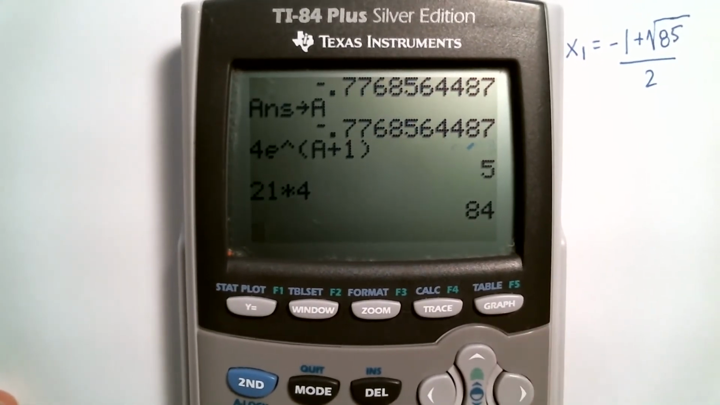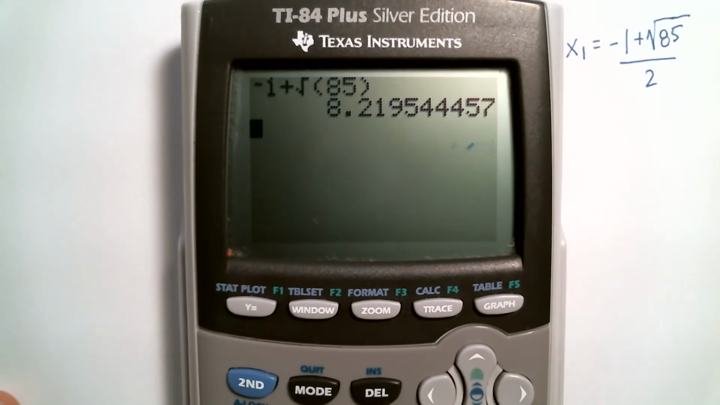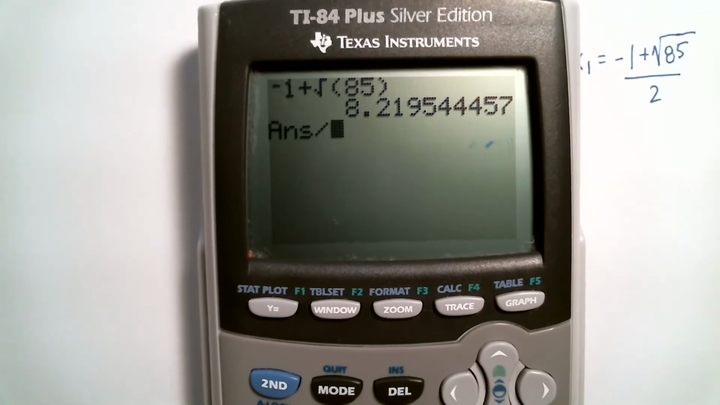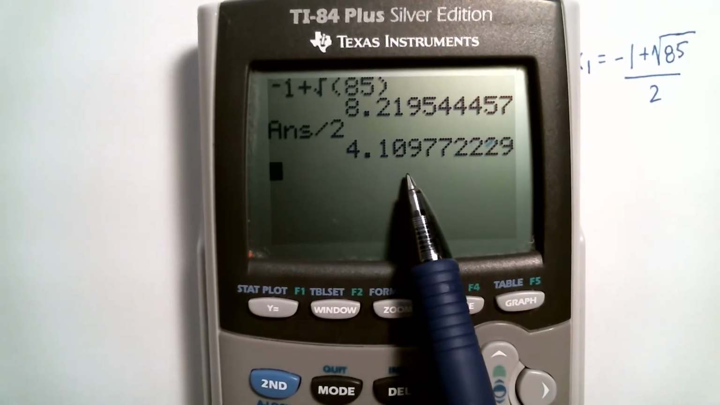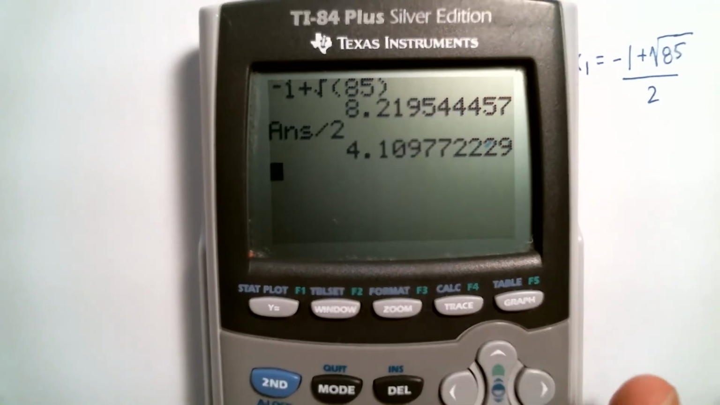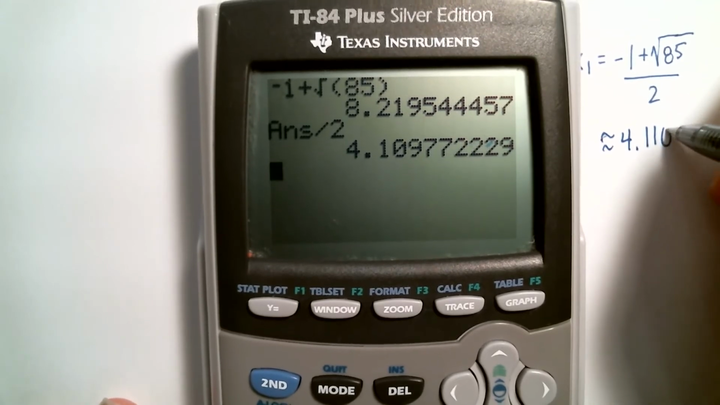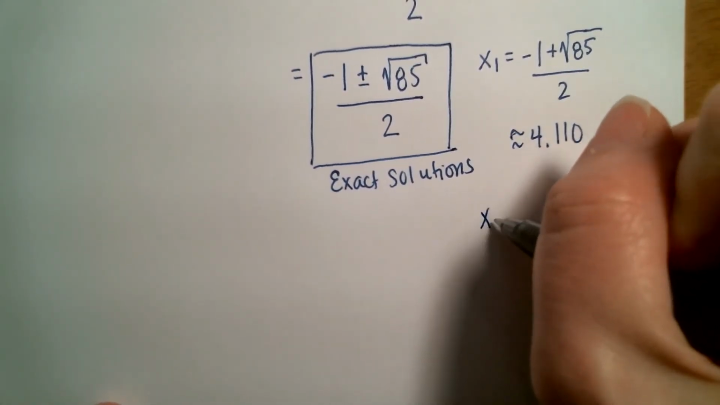We're going to get -1 plus the square root of 85. I'm going to hit enter. That's going to give me the numerator. And then if I divide by 2, so just hit the division key, it'll divide the numerator by 2. We're going to round it to 3 decimal places. So we're going to say this is 4.109. The 7 is going to bump the 9 up. So this is going to be approximately 4.110. And then the other solution will come from picking the minus sign in the middle.